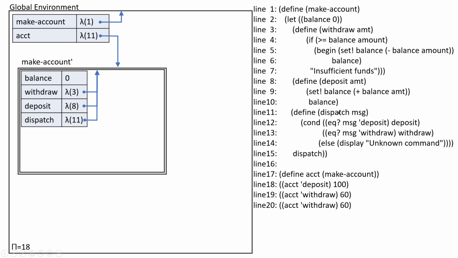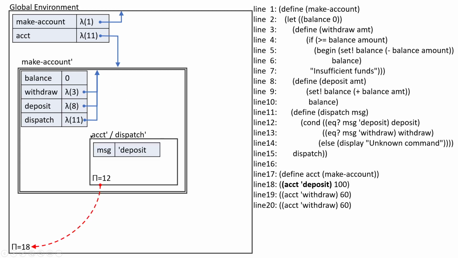So if we want to access the dispatch function, well, as it turns out, the thing that we've been calling this account object is just a dispatch function, right? That's the lambda on line 11, which is this function here. So if I provide an argument to this function, it's going to call dispatch and use that as the message parameter. So if I say account deposit, deposit goes into message, and we walk through all of this. So we create a new contour for dispatch. Now, because dispatch was declared with a reference pointer to this make account prime contour, that's where its contour will be created. So we get account in here.